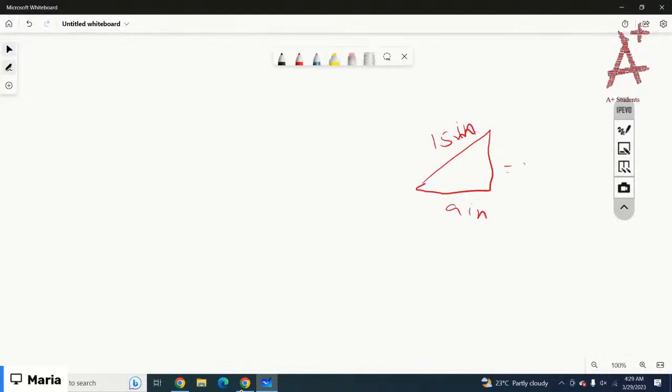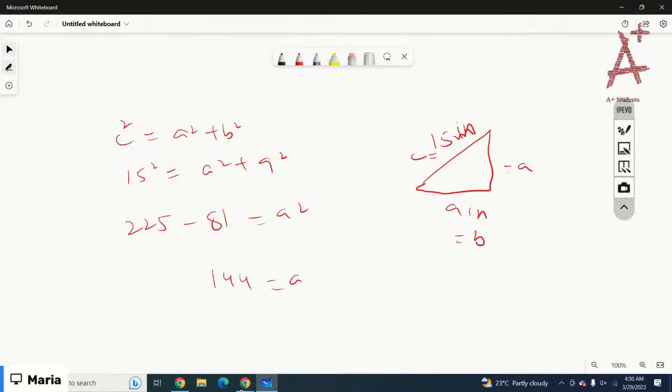You need to calculate A. This is B. This is C. It would be C square equals A square plus B square. So 15 square equals A square plus 9 square. So 15 square is 225 minus 81 equals A square. Got it? Let's just subtract 225 minus 81. That would be 144. That means A equals 12.